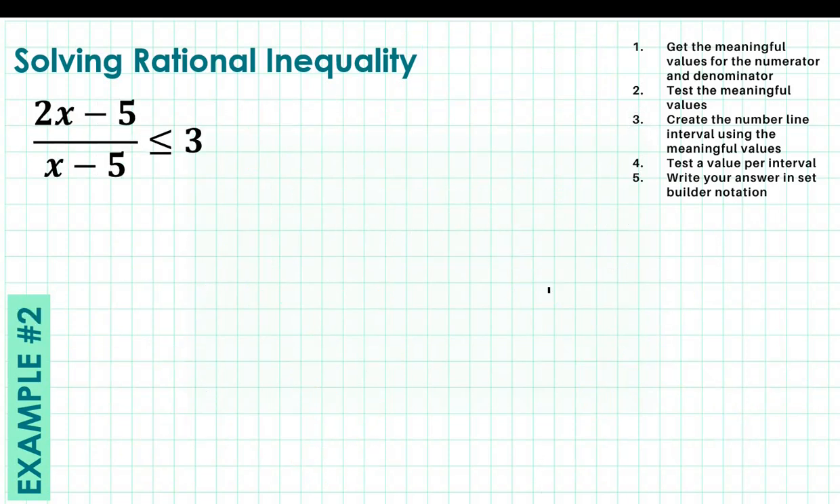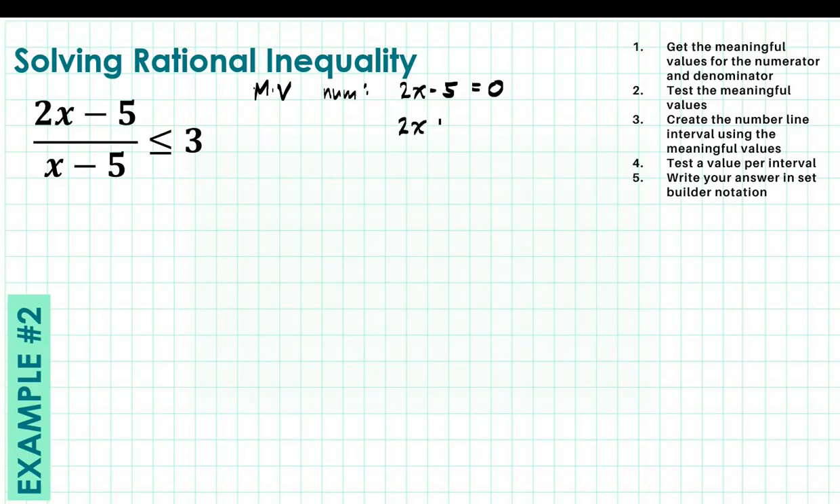On to the second example, we have 2x minus 5 over x minus 5 less than or equal to 3. We again start by getting the meaningful values. I will just write here mv. For the numerator, what we have here is 2x minus 5. We will be equating it to 0. Then solve for x. So we need to isolate x.